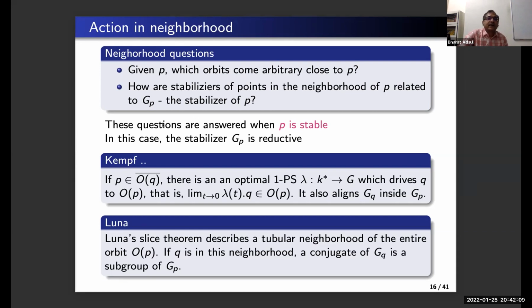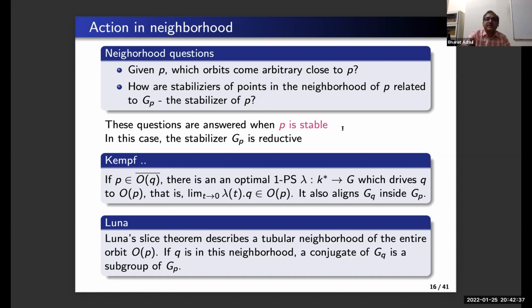So these questions have been addressed somewhat satisfactorily, I would say, when the point P is stable. When the point P is stable, we understand what kind of orbits close onto the orbit of P. We also understand the action of the group in the neighborhood of this orbit of P, provided P is stable.